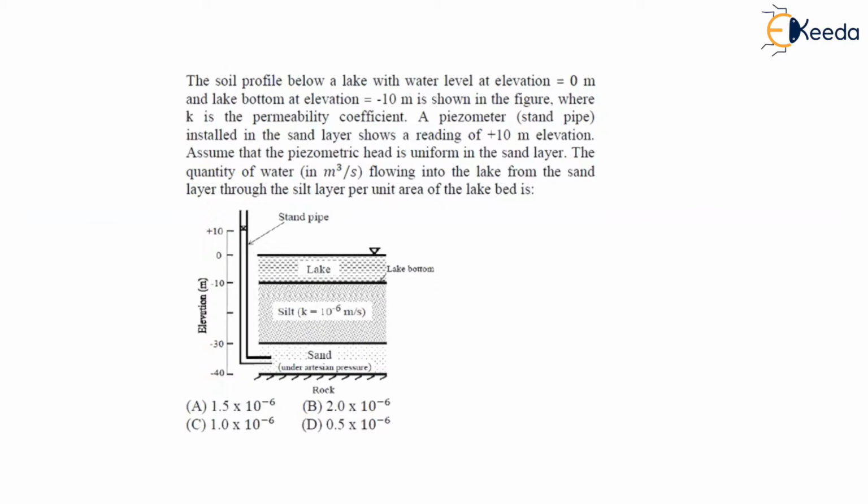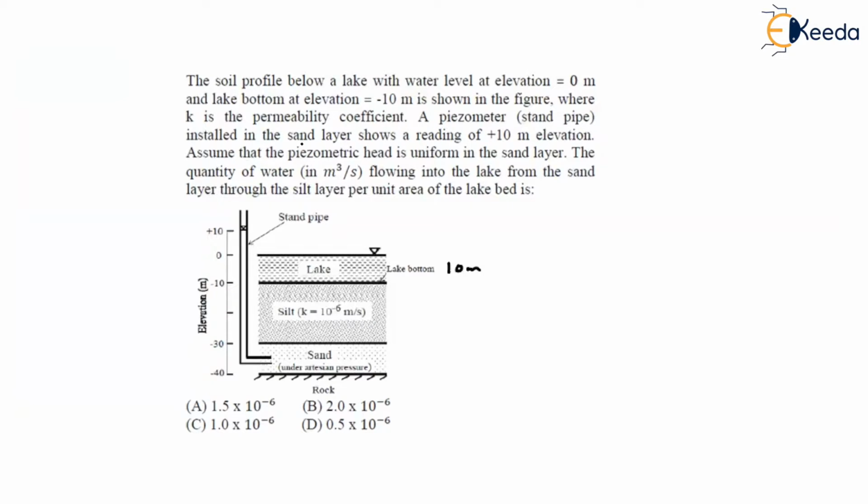First, understand the given question. Okay, it seems like a very lengthy question, right? Let us see how much the solution will be. The soil profile below a lake with a water level at elevation 0 meter and lake bottom elevation is minus 10. Okay, this is the lake profile they have given. That means what is the lake water depth? 10 meters. Where K is permeability. Okay, they are saying K is permeability.